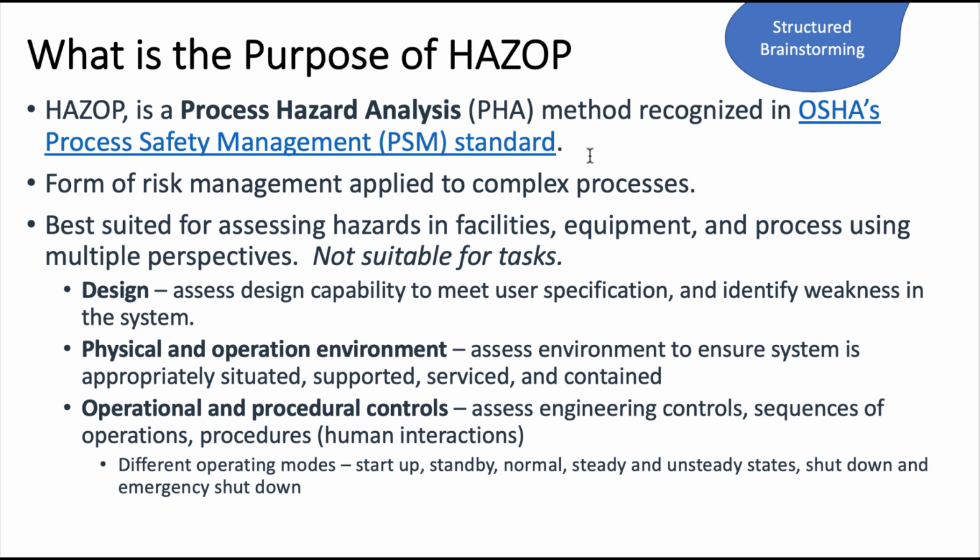And then the operational and procedural controls, this is where it's used quite predominantly, to take a look at the engineering controls, the sequence of events, and the procedures to make sure that they don't introduce any undue risk or likelihood of an unfavorable event occurring. We can think about this in different modes, and that's where it becomes quite complicated, because you have startup, standby, normal operation, steady use, unsteady state, shutdown, and emergency shutdown.